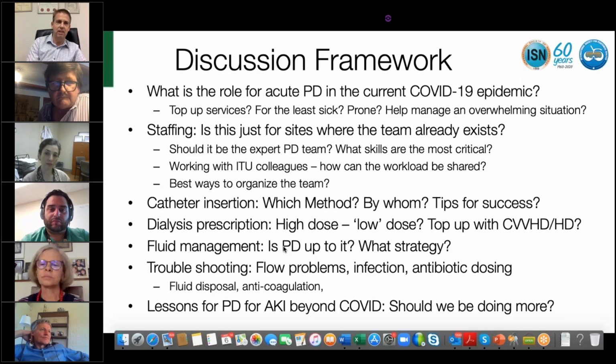I don't think we must be scared of the high concentration glucose bags. I think it's helpful, and it will help with convection as well, which may have a benefit in terms of larger molecule clearance. Whether or not that's important, we don't know.